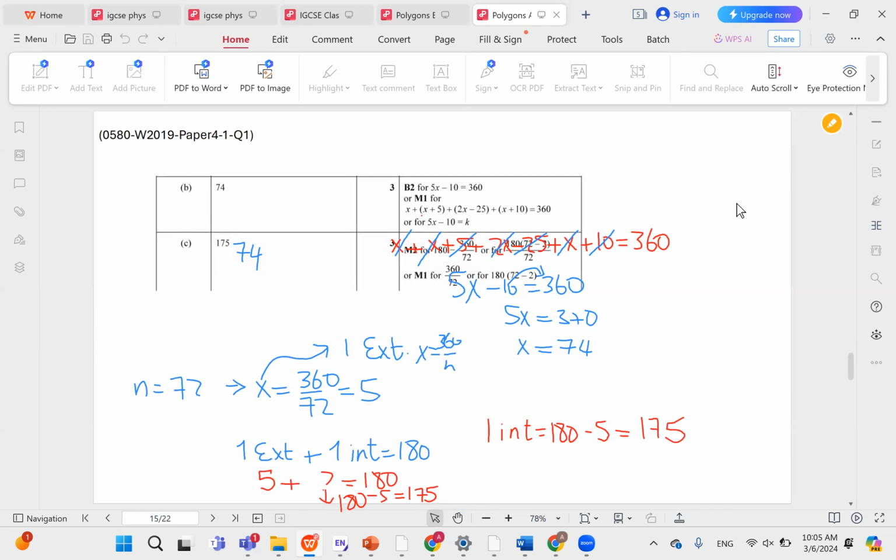So 74 is the correct answer for B, and 175 is the correct answer for C. Let's move on.